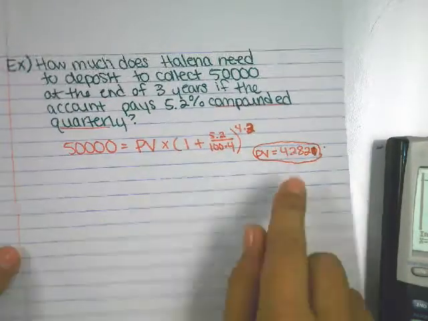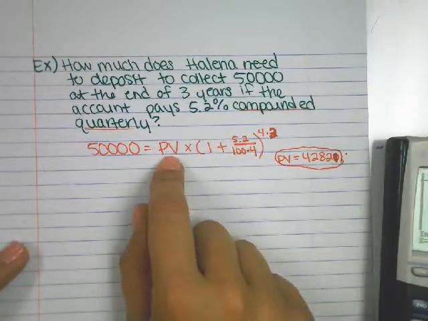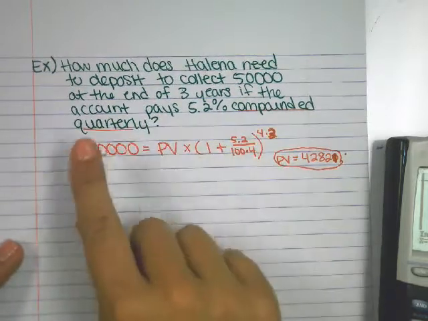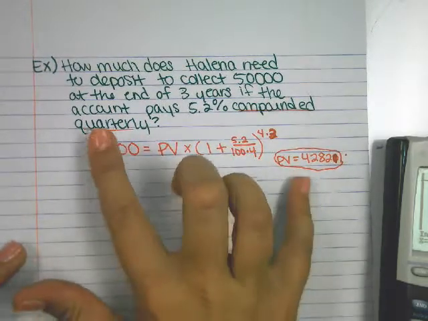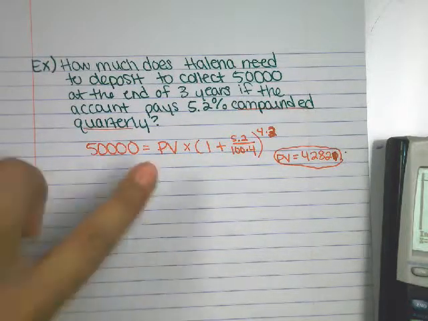Does that make sense? Does it make sense that you need to deposit $42,821 for 3 years in order to get 50,000 out? Seems like it. These aren't too far off. Okay, they're pretty close to each other, so that does make sense.